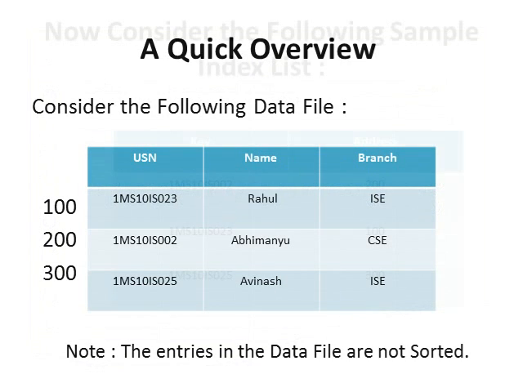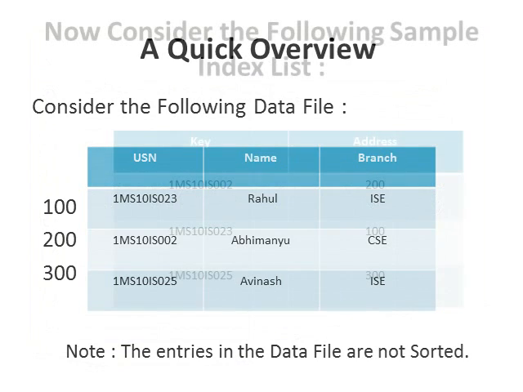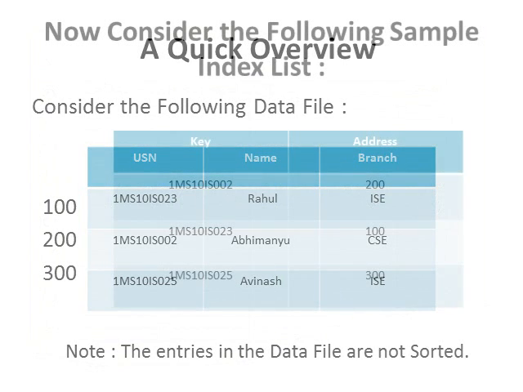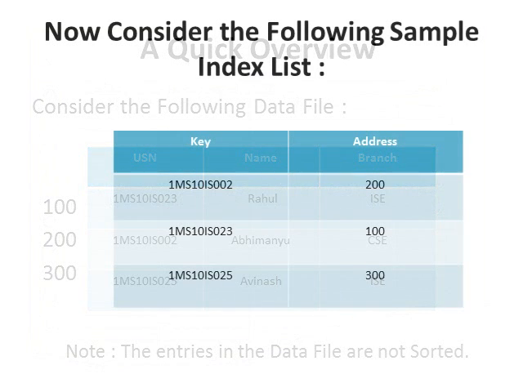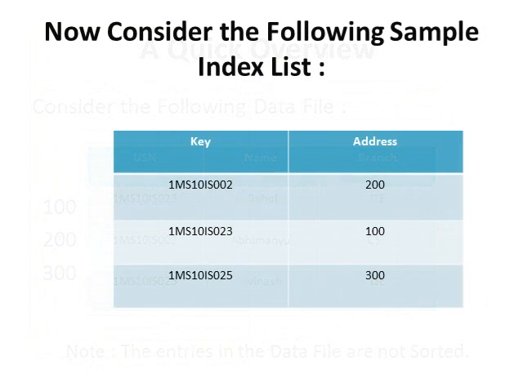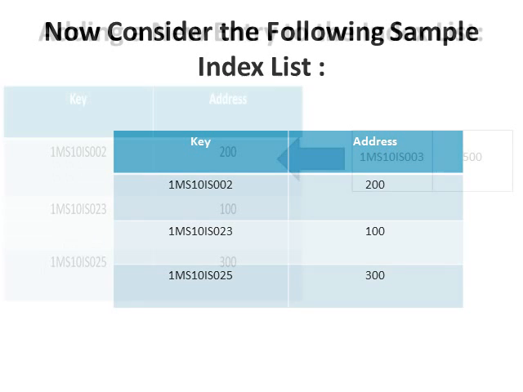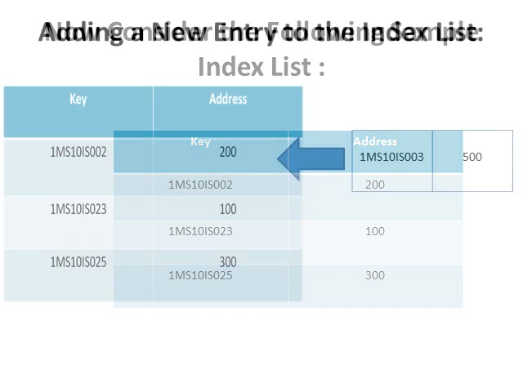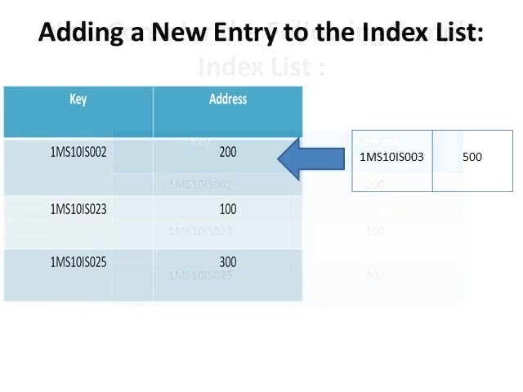A quick review. Consider the following data. Consider three students named Rahul, Abhimanyu, Avinash of different branches. Note the entries in the data file are not sorted. Now we'll move on. Consider the following sample index list, the keys and the addresses. Adding a new entry to the index list. Index list after insertion.